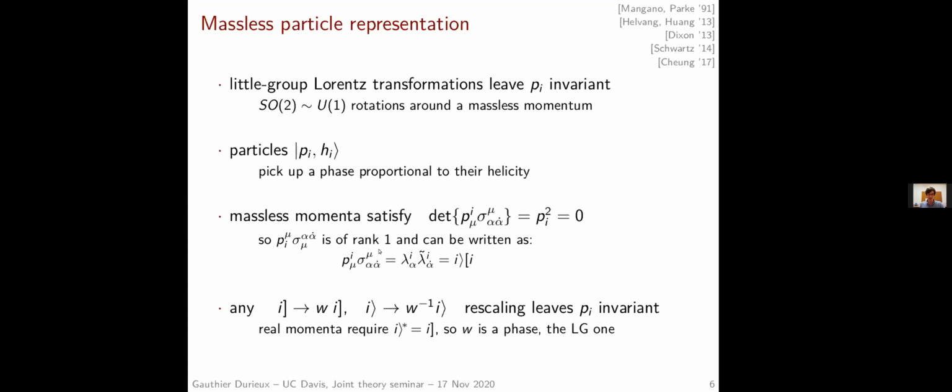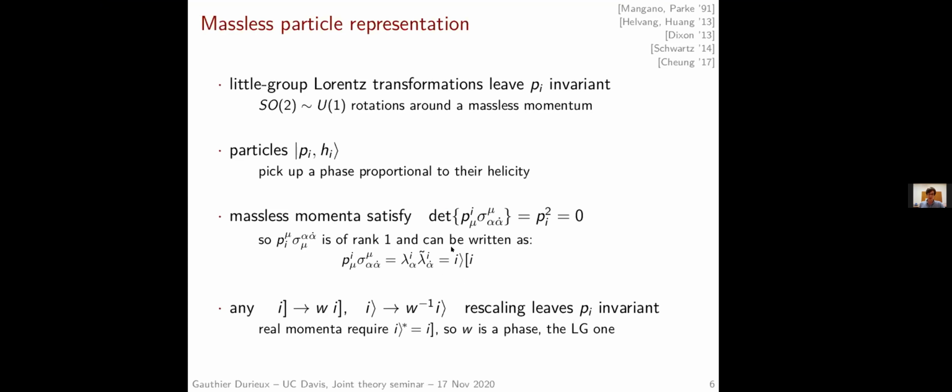But the decomposition of my momentum, basically in terms of two spinors, is not unique. I can rescale the square spinor and the angle spinor by inverse constants and see that this constant should actually be a phase. And this rephasing that leaves the momentum invariant is actually just this little group transformation.